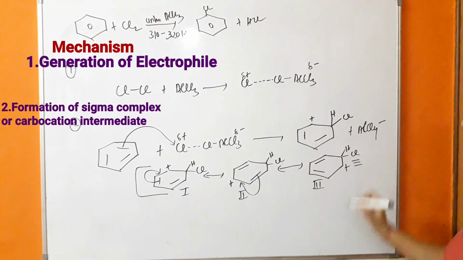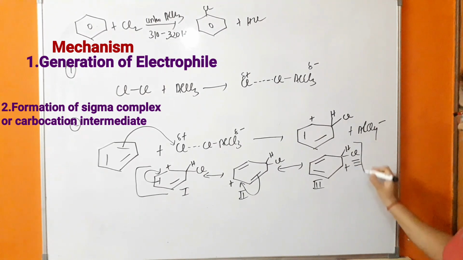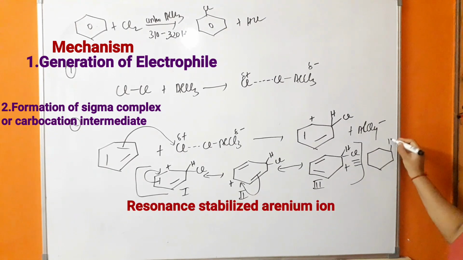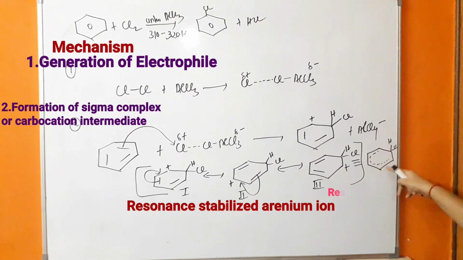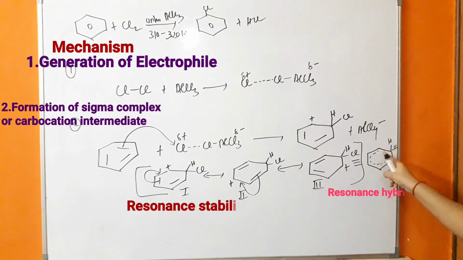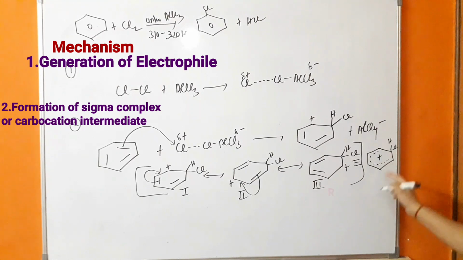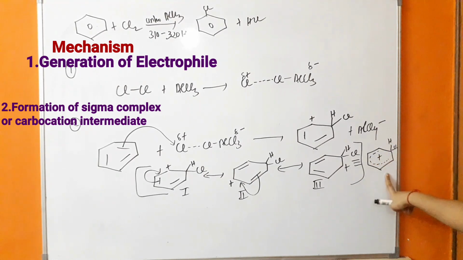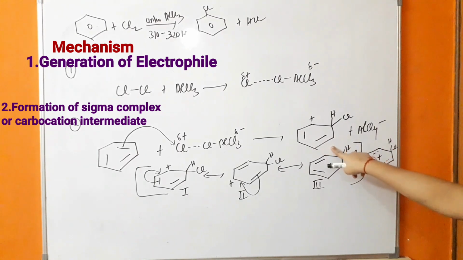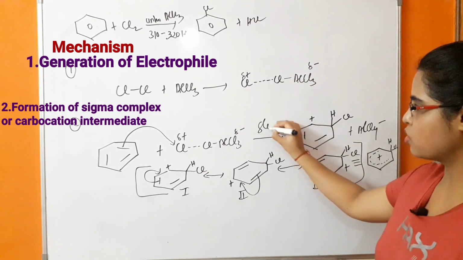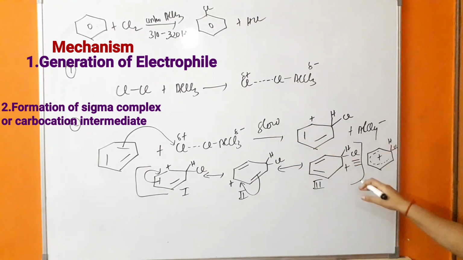So the final structure is the resonance hybrid. What will be the resonance hybrid? It means delocalization is not complete. It is occurring from this carbon position to this carbon position. So there is a partial delocalization, and because of that, this is the resonance hybrid which will be formed. So this is the sigma complex, that is carbocation, which is formed in the second step, and this step is a slow step. So this will be the rate determining step.